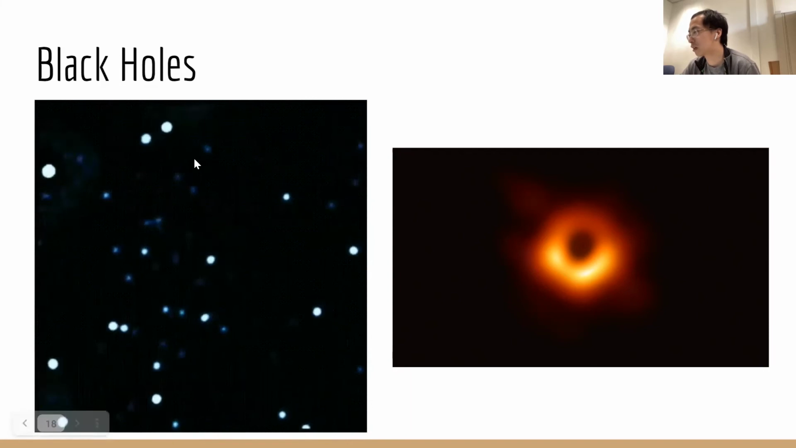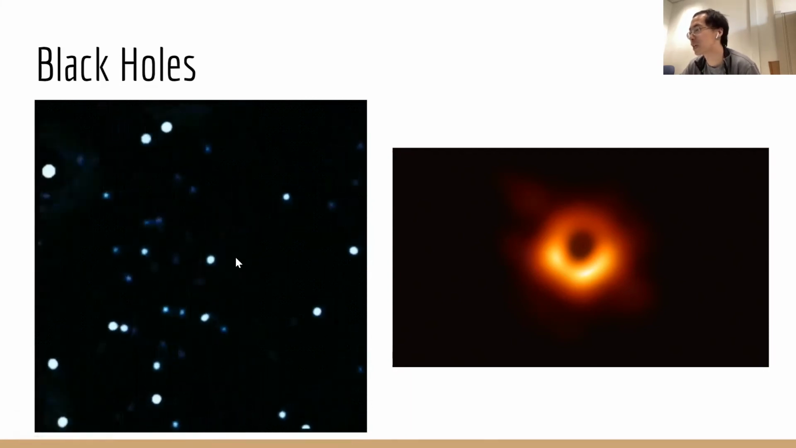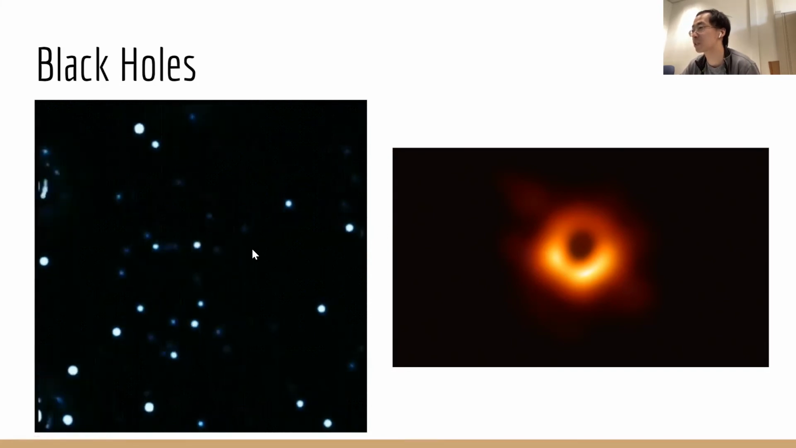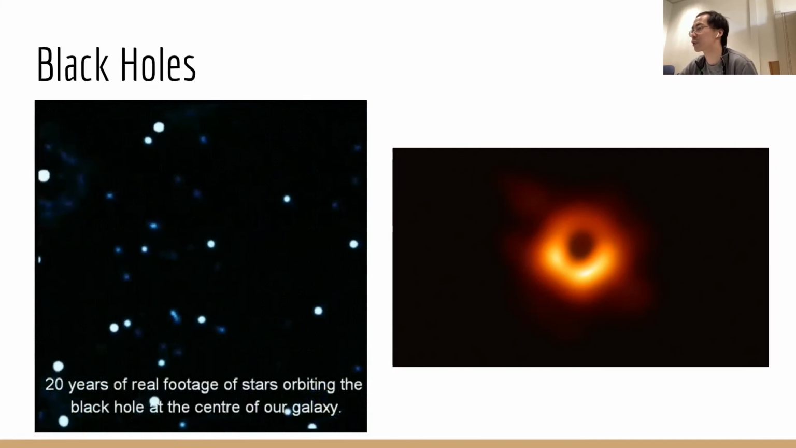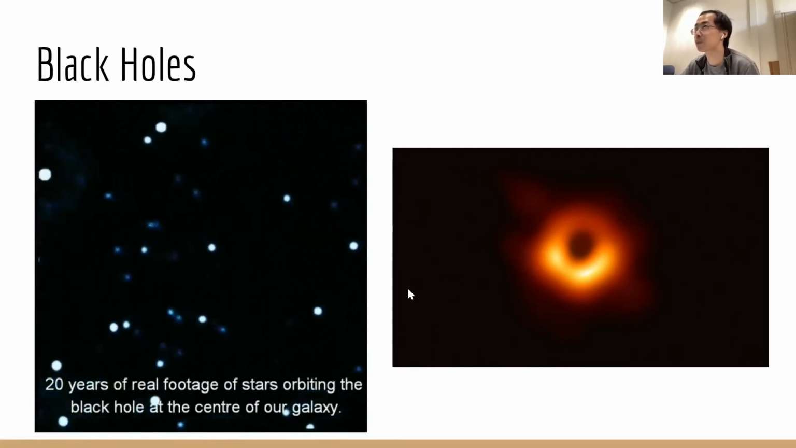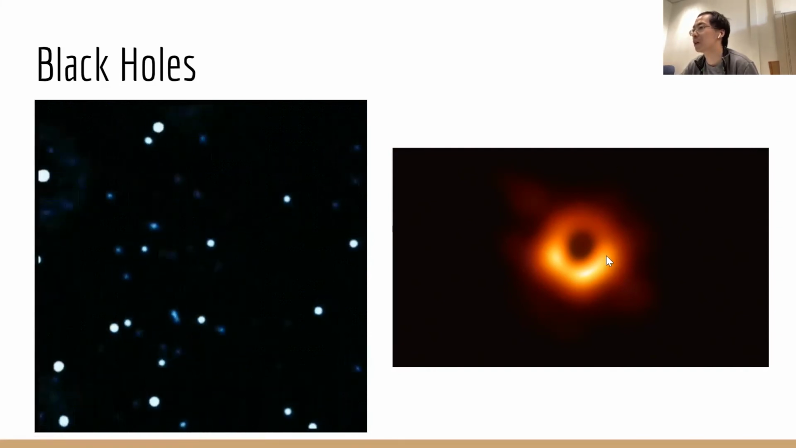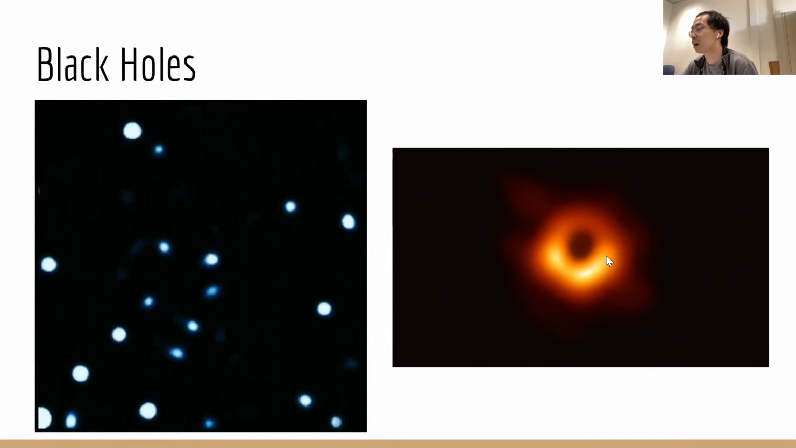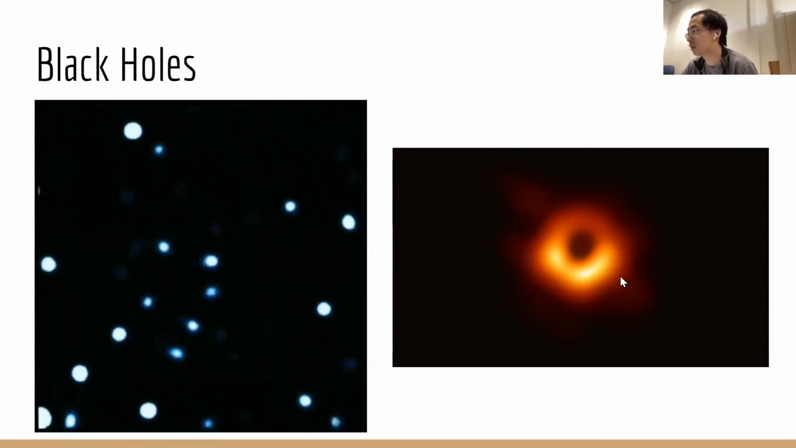And it demonstrated that our galaxy has a black hole at the center, which has a mass of about a few million solar masses. So just imagine a few million suns crammed into a very small space. And a little bit more recently, a team led by a few people across the world have demonstrated that you can actually take pictures of certain black holes.